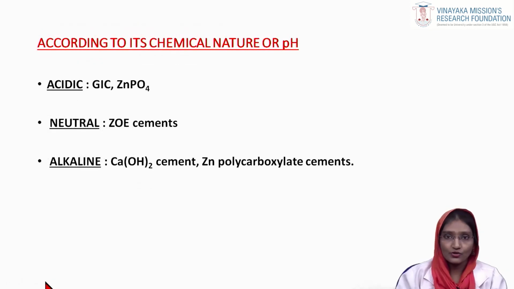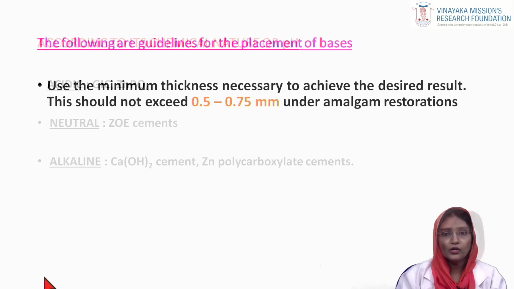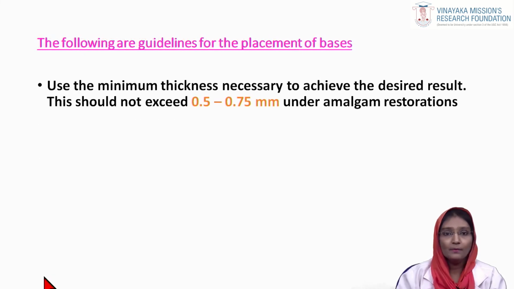According to the chemical nature of the cement, it can be divided into acidic, neutral and alkaline. Acidic is GIC and zinc phosphate, whereas neutral is the zinc oxide eugenol cement, whereas alkaline is the calcium hydroxide cement and zinc polycarboxylate cements. The following are the guidelines for the placement of the bases. So this has to be used as minimum as possible to achieve the desired result. This should not exceed 0.5 to 0.75 millimeter under the amalgam restorations.